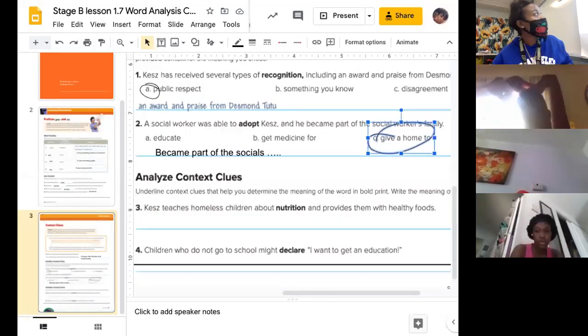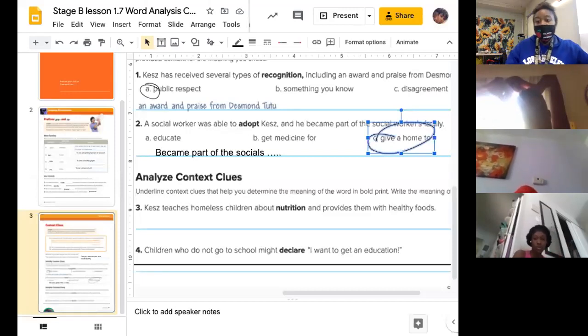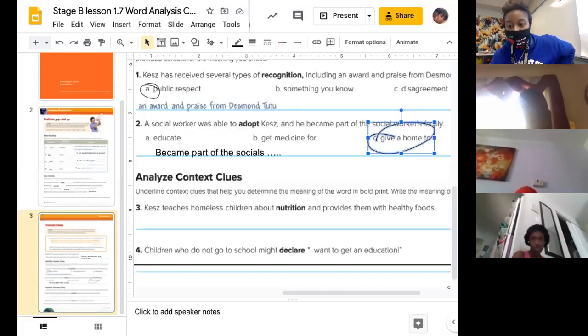All right, so let's look at it. Kes teaches homeless children about nutrition and provides them with healthy foods. Now, does anybody have a meaning that they want to share for nutrition? What is the meaning of nutrition?